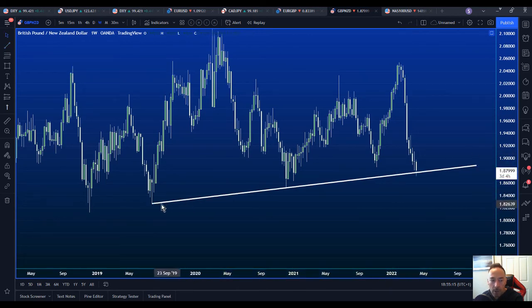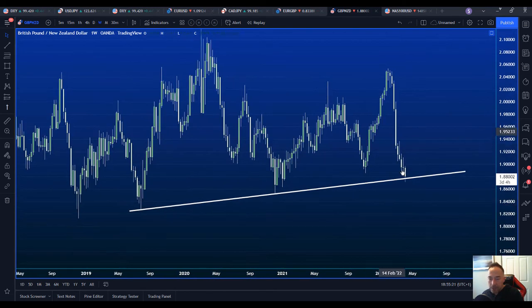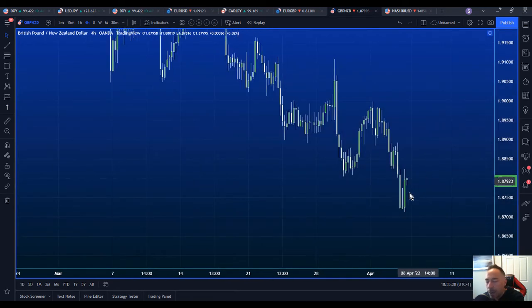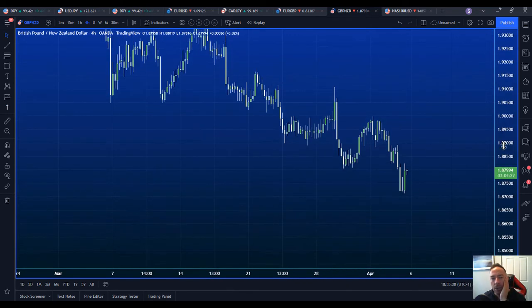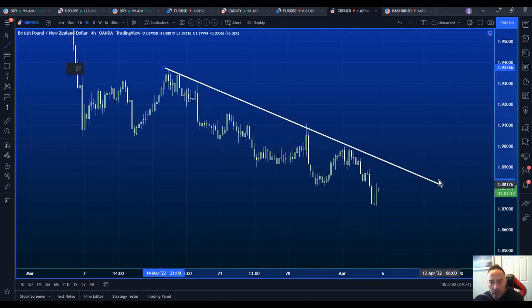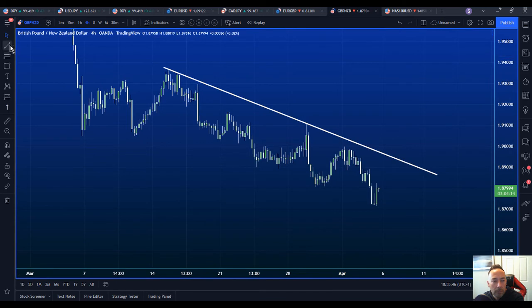Interesting area as well on the weekly for pound Kiwi to see some strength come in. On the 4-hour, you can see this is where that Kiwi weakness came in, bullish engulfing candle there. Now let's just break this down a little bit further, because there is a channel here. Now trend lines, channels are subjective.